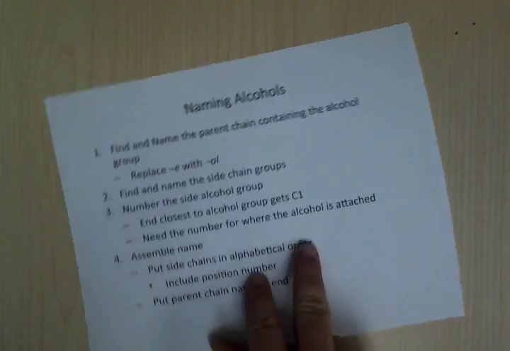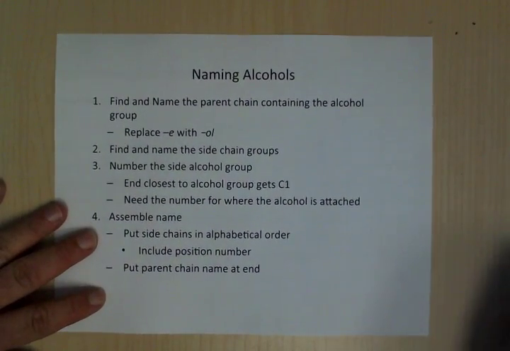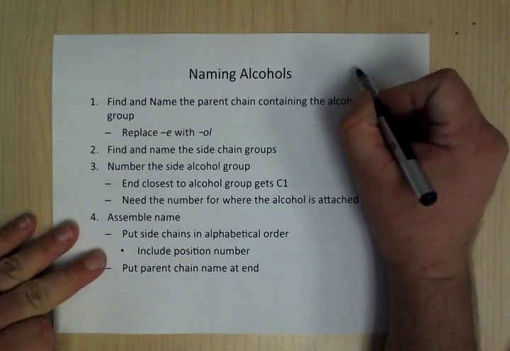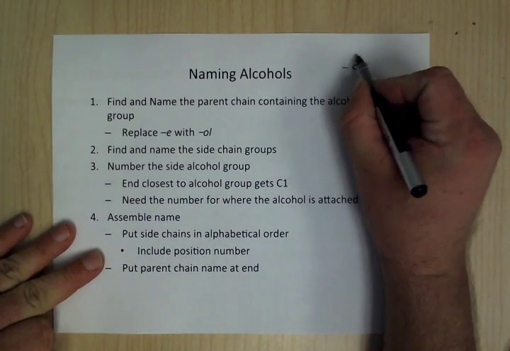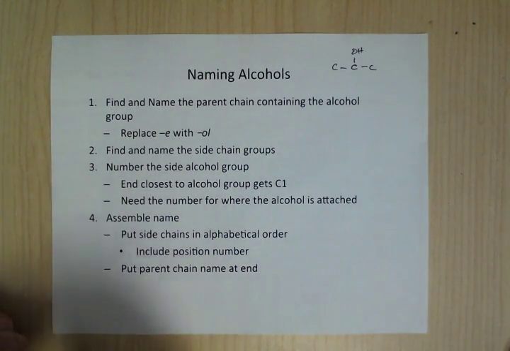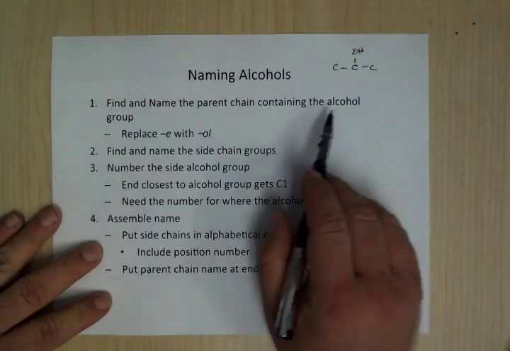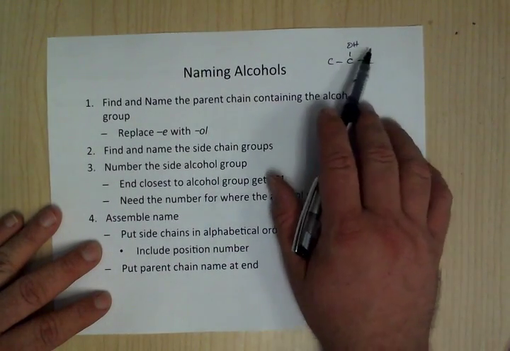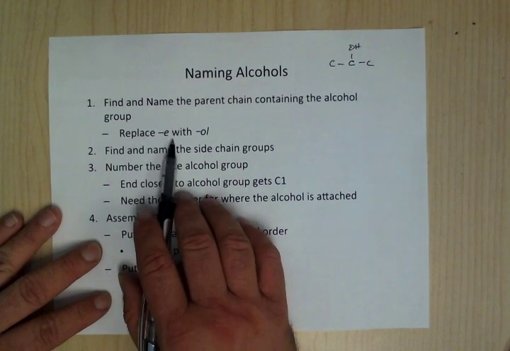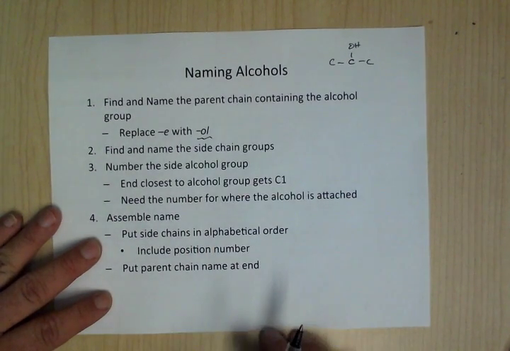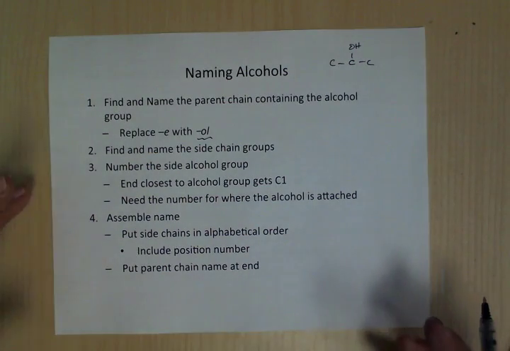Now with alcohols, again, you're going to find that the main chain needs to have the alcohol in it. It's just going to have a regular OH, just like regular carbons on either side of it. So you find the chain that has the alcohol group in it. Here you're going to take that base name, again take off the E, and do OL, like for alcohol.